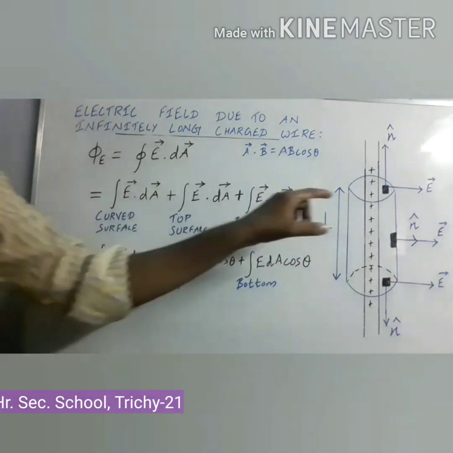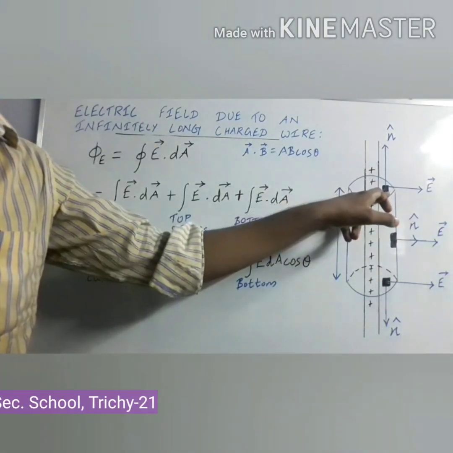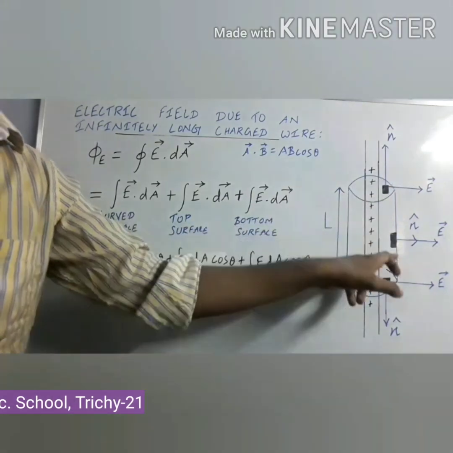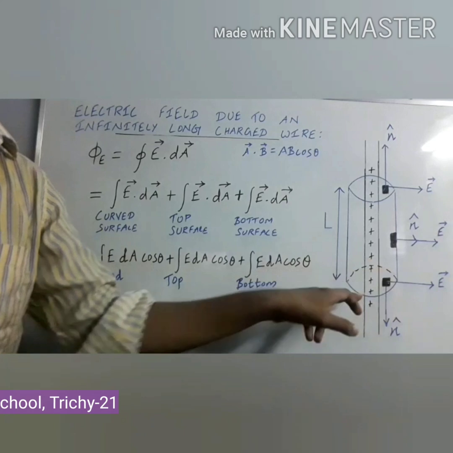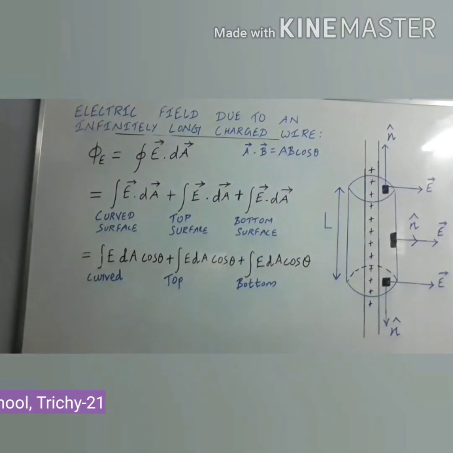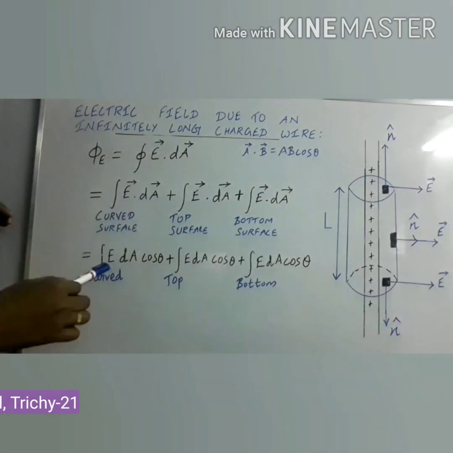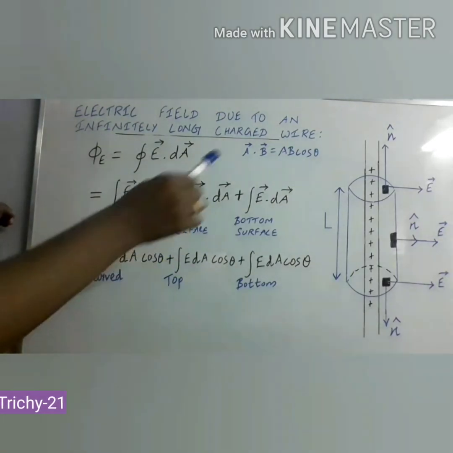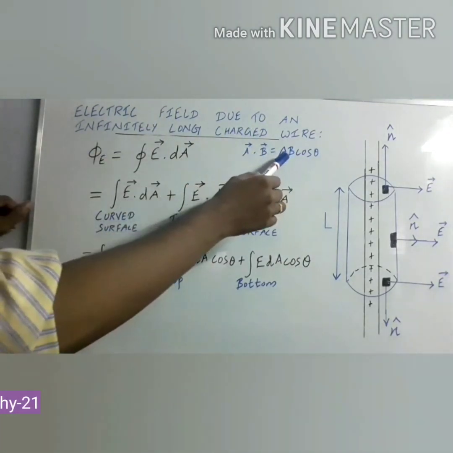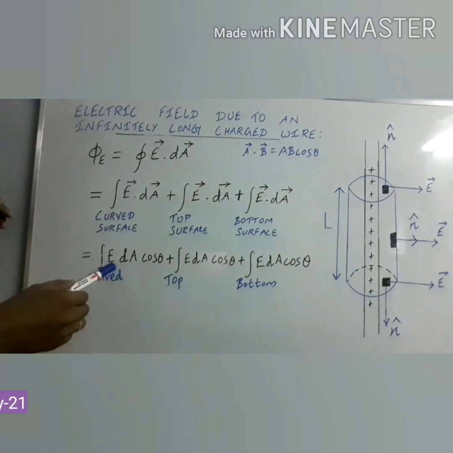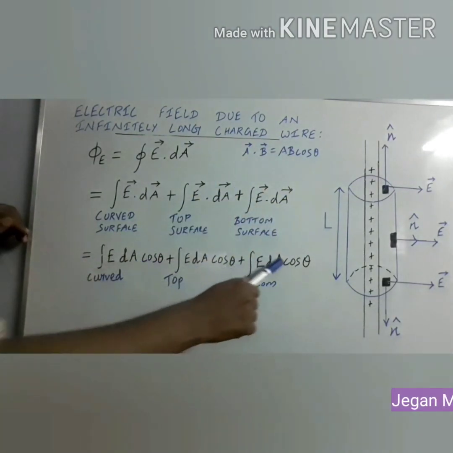In this diagram, the small surfaces are represented by the black color areas. So here it is a small surface dA in the top surface. Here it is a small area dA in the curved surface. This is a small area in the bottom surface. Here these expressions can be expanded like this. E dot dA can be written as E dA cos theta. We have learned already the scalar product or dot product. A vector dot B vector is equal to AB cos theta. So the same thing can be used here. Each term can be expanded like this, E dA cos theta.